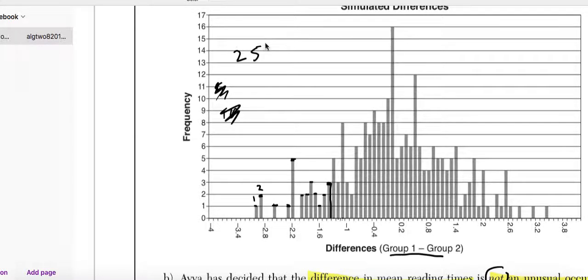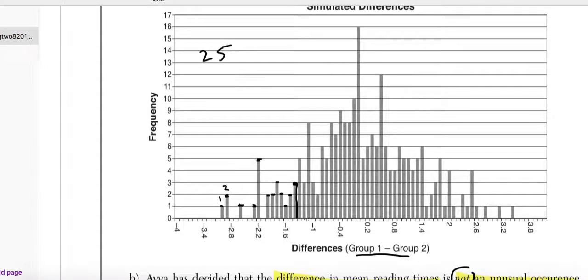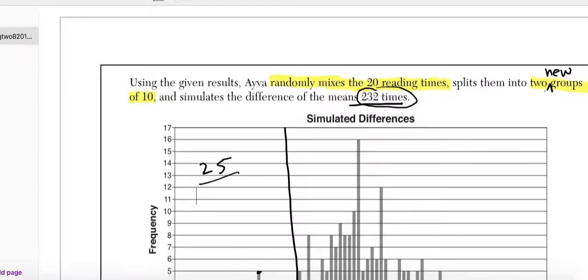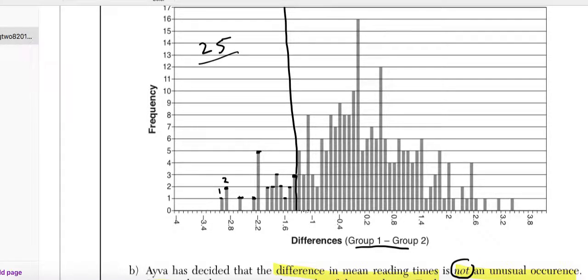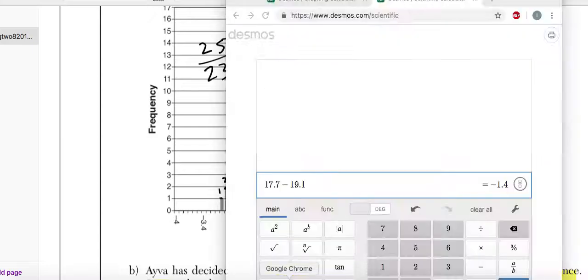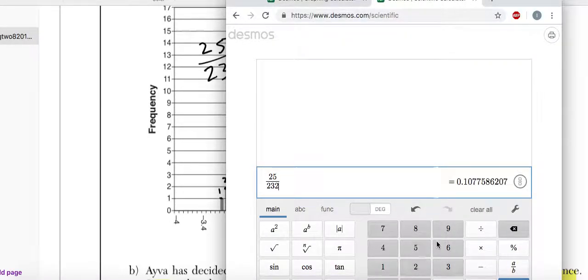So 25 times we saw that mean reading time difference in means, when you do group 1 minus group 2, was -1.4 or less, right? So from this side of the graph, 25, and remember it was simulated 232 times. So 25 out of 232 simulations, right? We want to convert that to percentages. It's about 10.78%, all right?